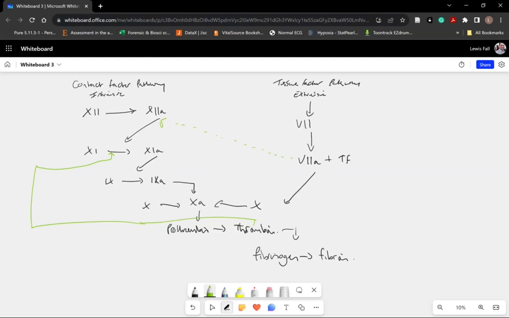Now the other thing that it does is it activates factor 5 into 5A, which then activates factor 10. And it works with factor 10 to turn more prothrombin into thrombin. And then the other thing that it does is it activates factor 8. So I'll just go 8A because I'm running out of space. And that is going to also help this step here, so factor 9 activating factor 10.